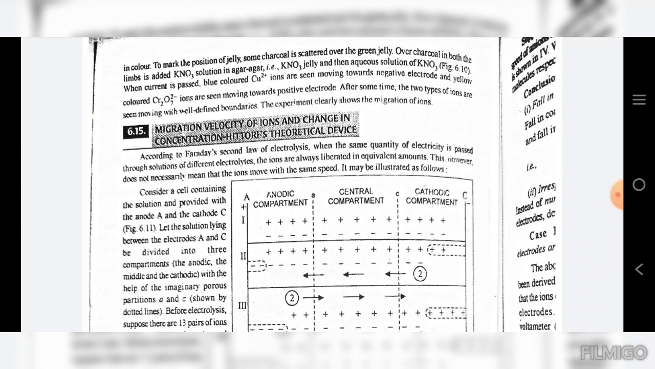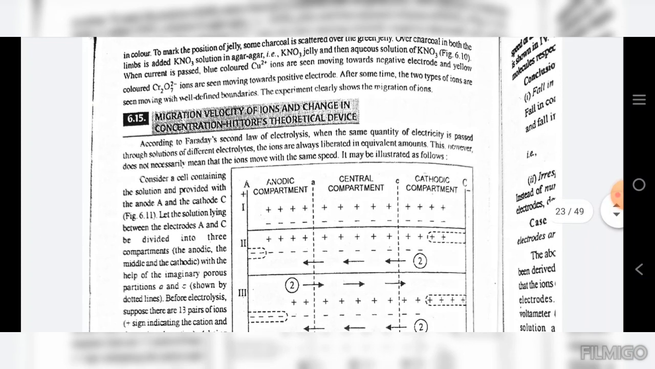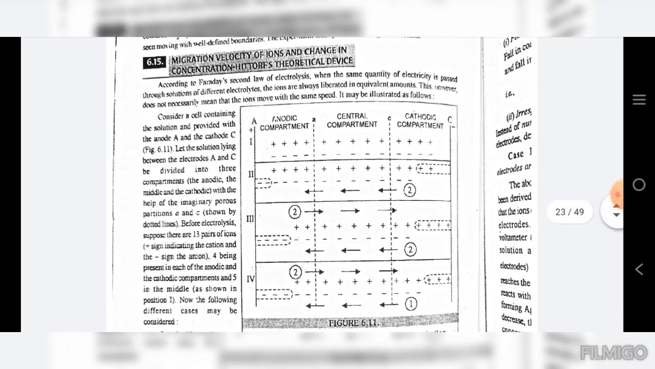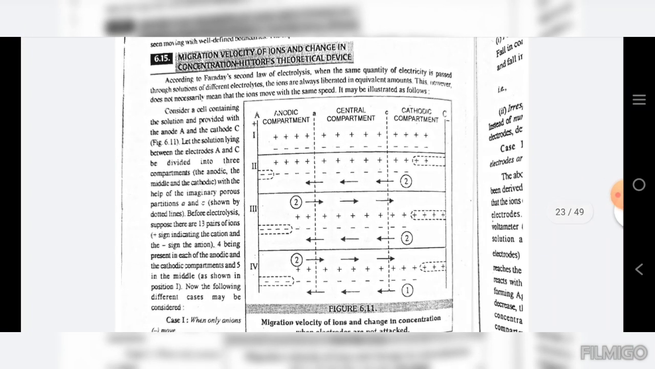Over the charcoal in both the limbs is added KNO3 solution in agar-agar, KNO3 jelly, and then aqueous solution of KNO3, figure 6.10. When current is passed, blue colored Cu2+ positive ions are seen moving towards the negative electrode and yellow colored Cr2O7 2- ions are seen moving towards the positive electrode. After some time, the two types of ions are seen moving with well-defined boundaries. The experiment clearly shows the migration of ions.